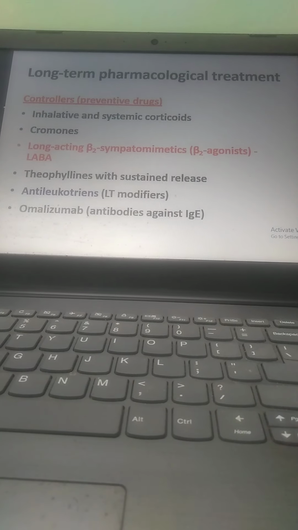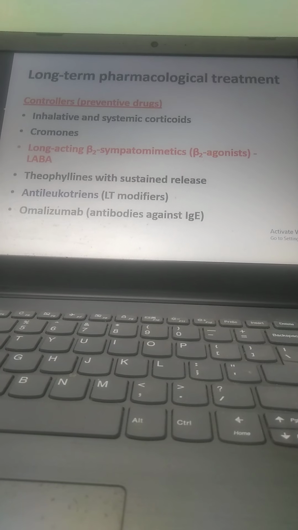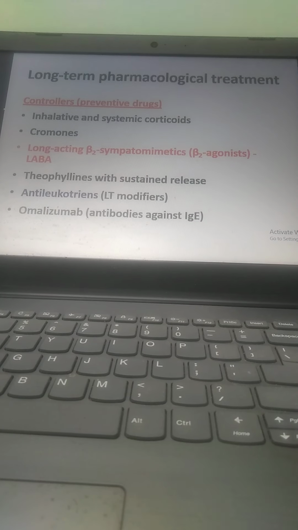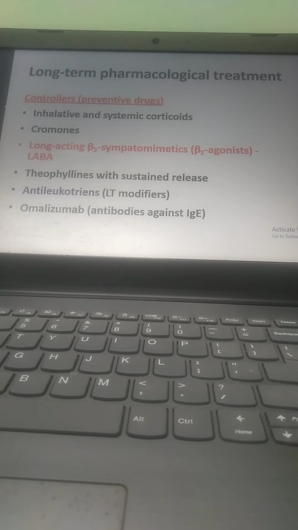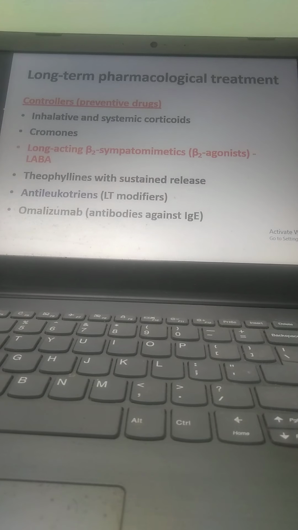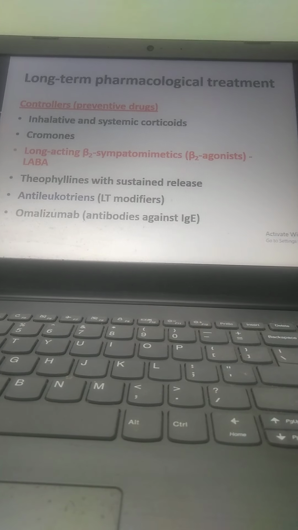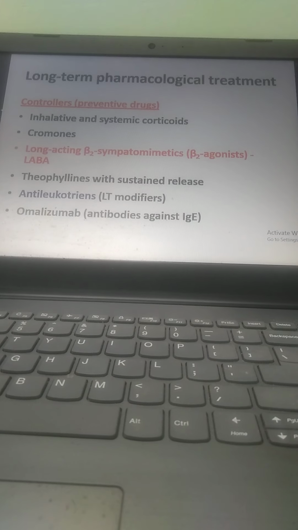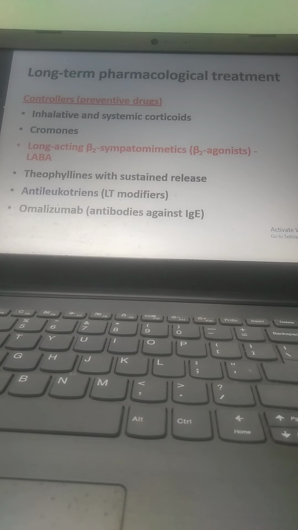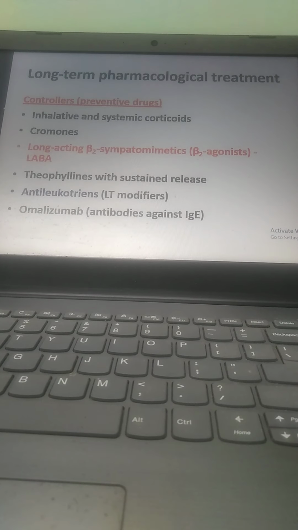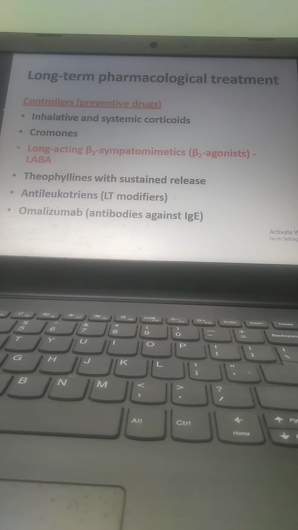Long-term pharmacological treatments: we have controllers, preventive drugs, inhaled and systemic corticosteroids. So you have to give inhaled and systemic corticosteroids. This is the controller. Chromones, chromoglycates; long-acting beta-2 sympathomimetics, beta-2 agonists, LABA. These are long-acting because this is a long-term treatment. Theophylline with sustained release, which we can give for the long term. And anti-leukotrienes, leukotriene modifiers.